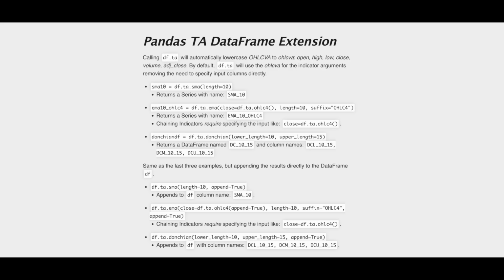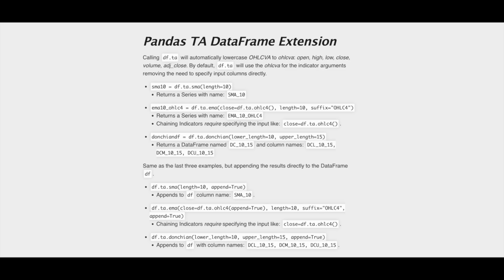Same as the last three examples, but appending the results directly to the data frame df, we can simply call df.ta.sma, pass the length equal to 10, and the parameter append equal to true, which will append to df the column name SMA_10. We can call df.ta.ema, to which we pass the parameter close equal to df.ta.ohlc4 with the parameter append equal to true, and to the original EMA method we also pass the parameters length equal to 10, suffix equal to ohlc4, and append equal to true.